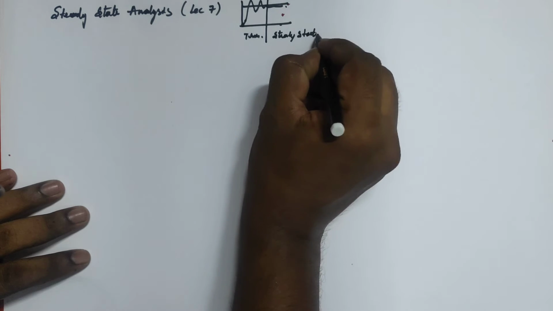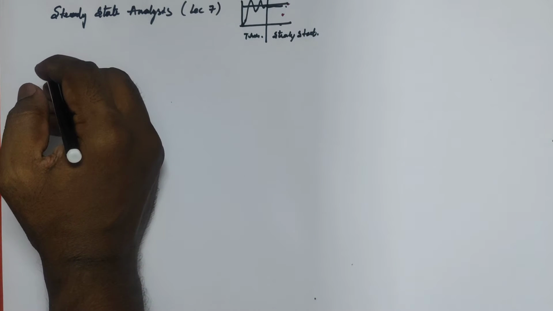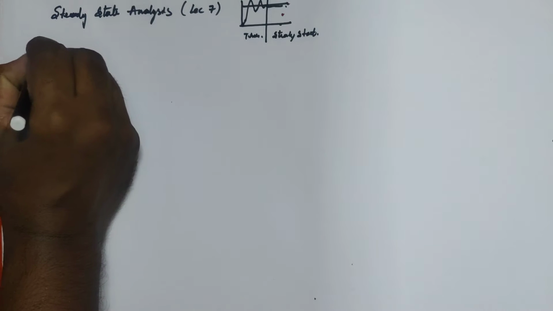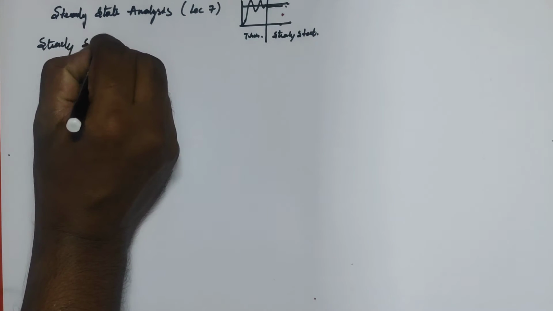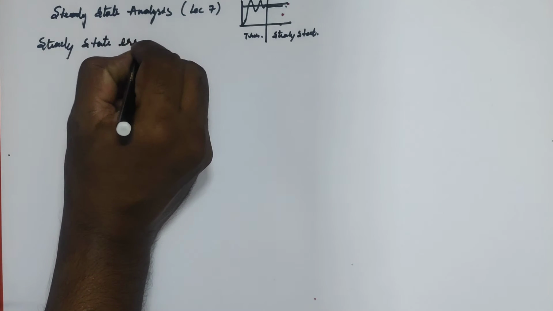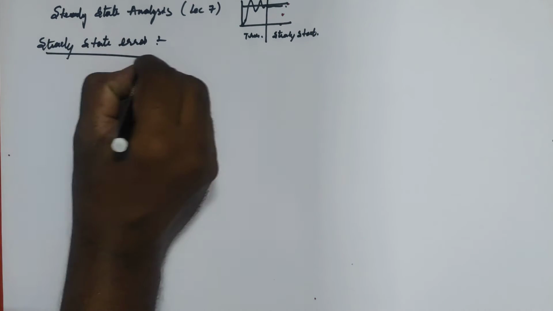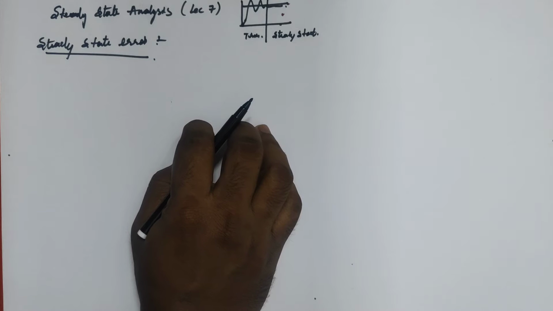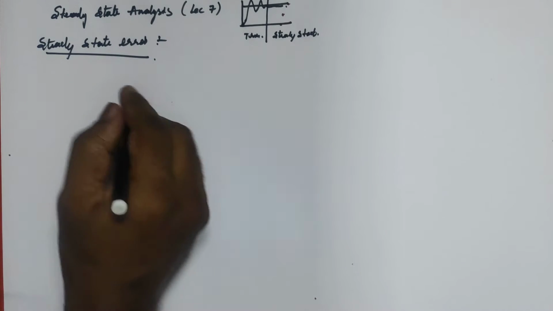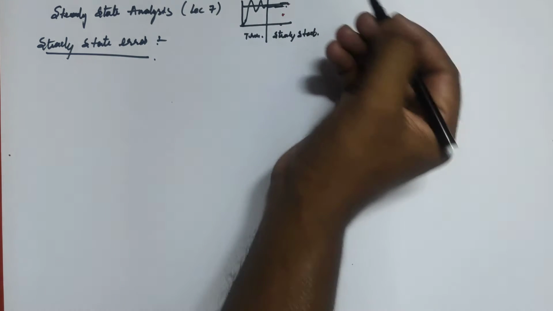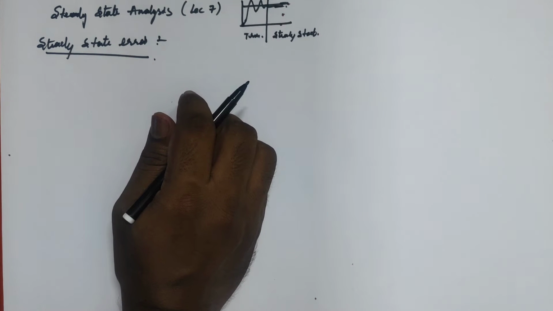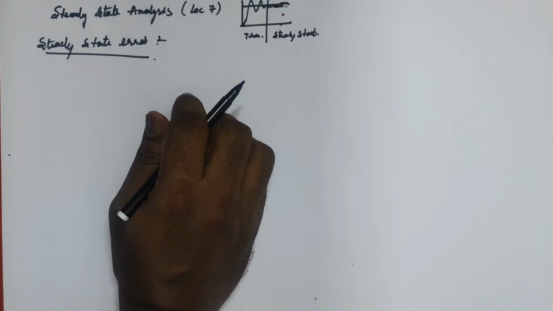In this steady state analysis, the important thing is the steady state error. What is this steady state error? In simple words, steady state error is the difference between the actual output and the desired output.